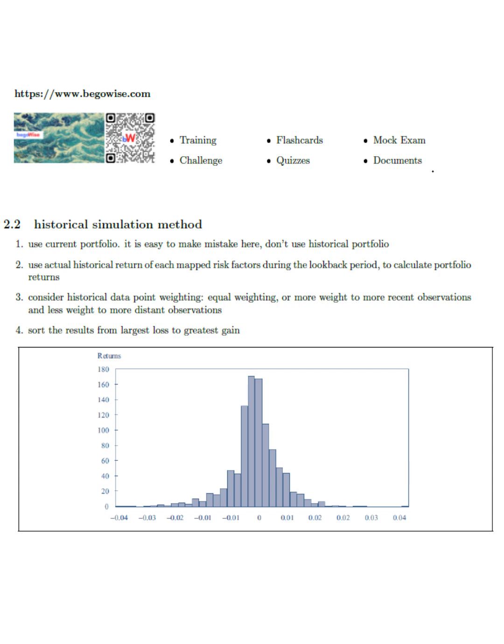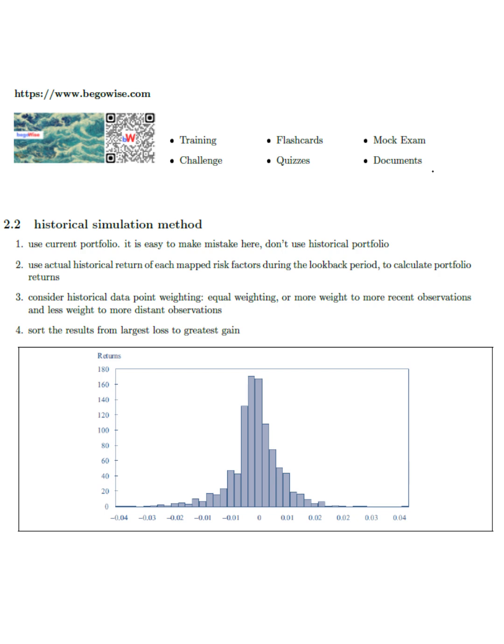Step 3. Consider data point weighting. When using historical data, you can use equal weighting, which treats all past data points equally. Weighted data points give more weight to recent data and less weight to older data. This approach assumes recent trends are more relevant to current risk.